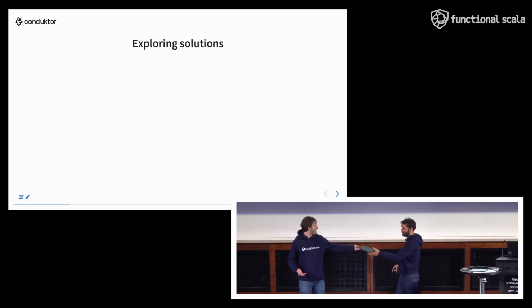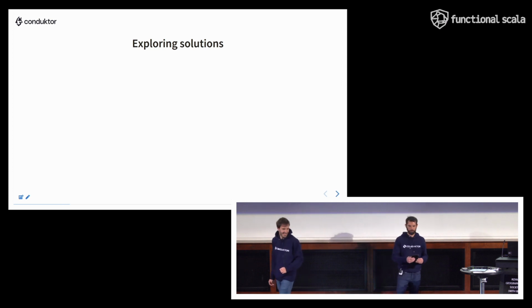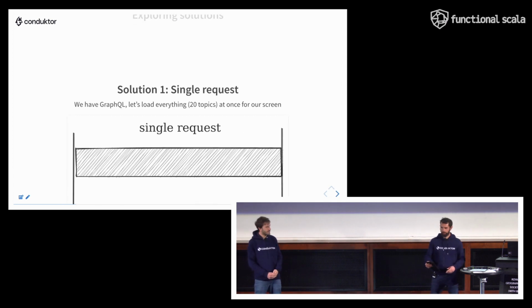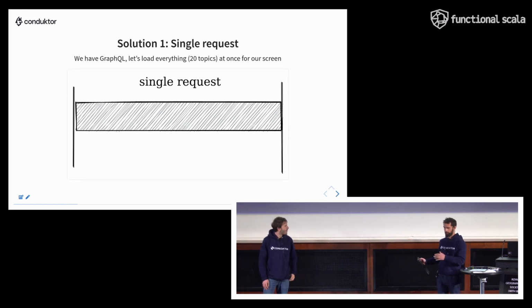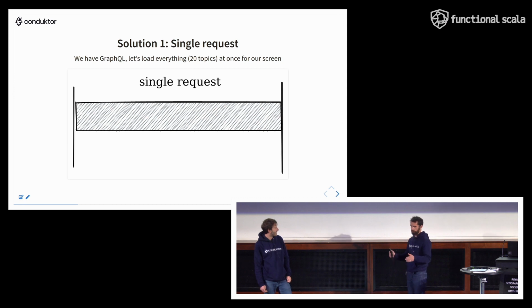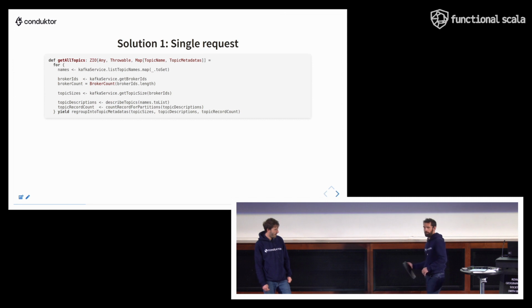So let's explore solutions to do a web API for that. We are using GraphQL at Conduktor a lot. The first thing, the most obvious one, is to ask for every property you need to display the screen we saw before. So let's do just that. You make the request, and you have all the data there. Here is the code. Quite simple.